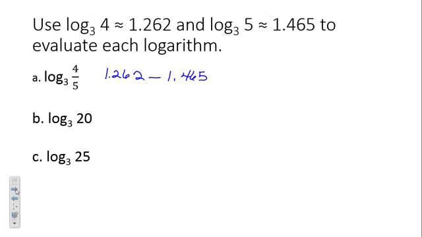Next one says that we have the log base 3 of 20. How are we going to get 20 using 5 and 4? Times. Okay. This is nothing different than the log base 3 of 5 times 4. So what do we do when we are multiplying like bases? What did our product property say? Add. We're going to add those things. The log base 3 of 5 is about 1.465. We're adding on the log base 3 of 4, which is about 1.262. What are you going to get? 2.727.